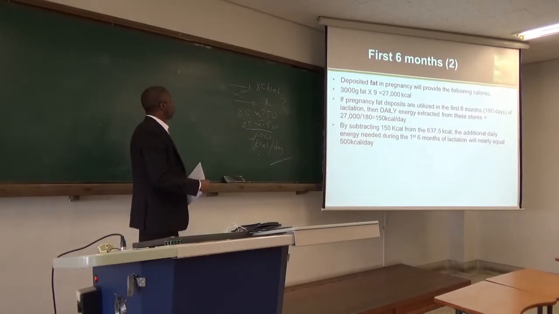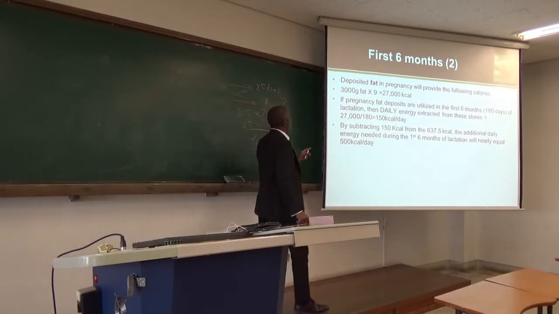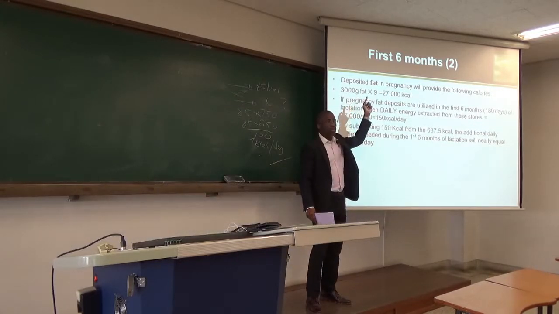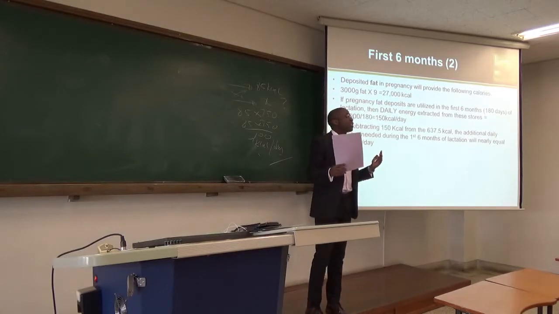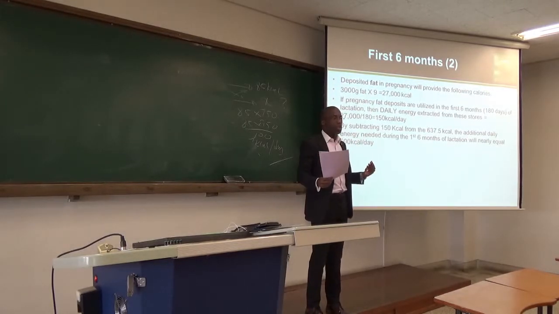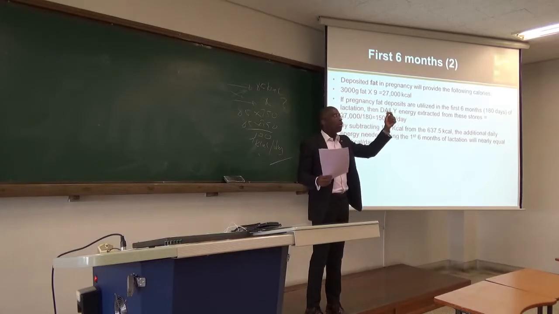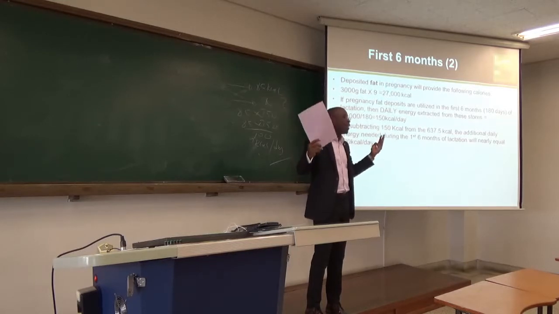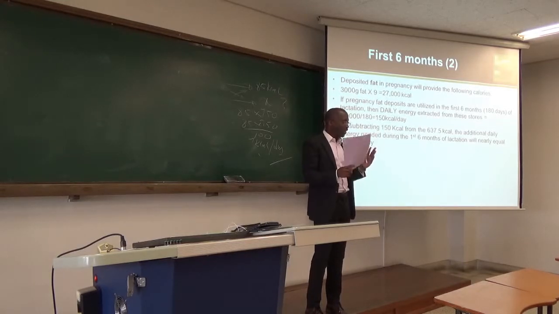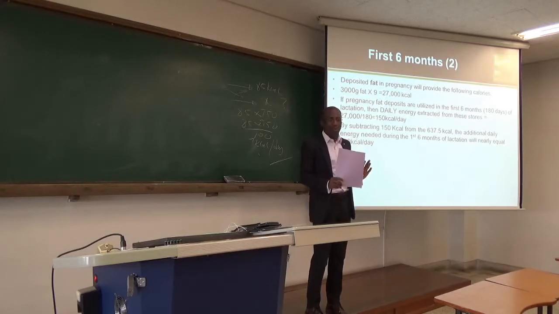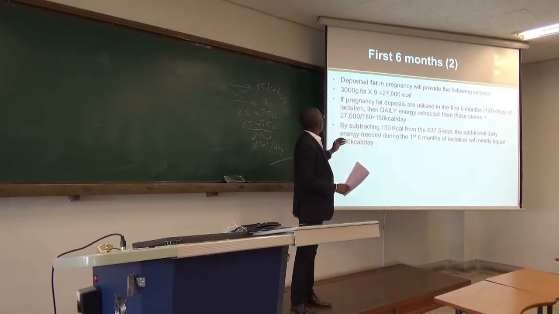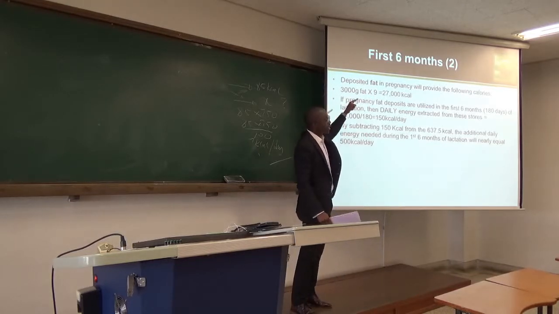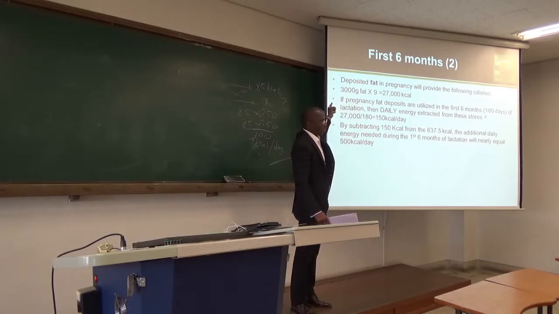So when you look here, what did I put here? Deposited fat. Remember, what did I say? What are the two main elements of breast milk? What do you have in the breast milk? Water and fat. I'm not talking about the water part because we already know that has no energy. This is why I focus on the fat part. You follow, right? Alright, so now, deposited fat in pregnancy will provide the following calories.